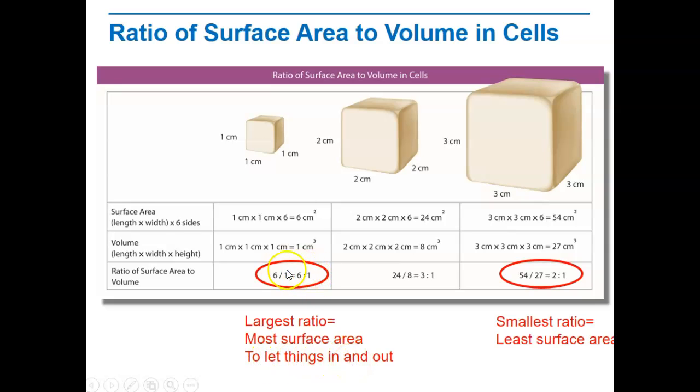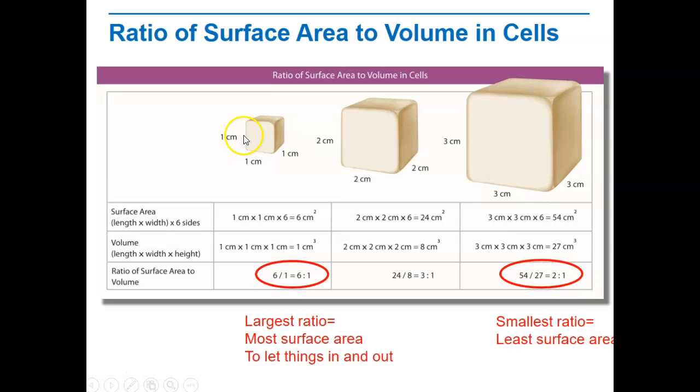So if you have a really big ratio, a big amount of surface area compared to your volume, that means there's lots of places in that cell for things to get in and out. So good things like food and vitamins and water can get in, and waste and garbage can get back out.